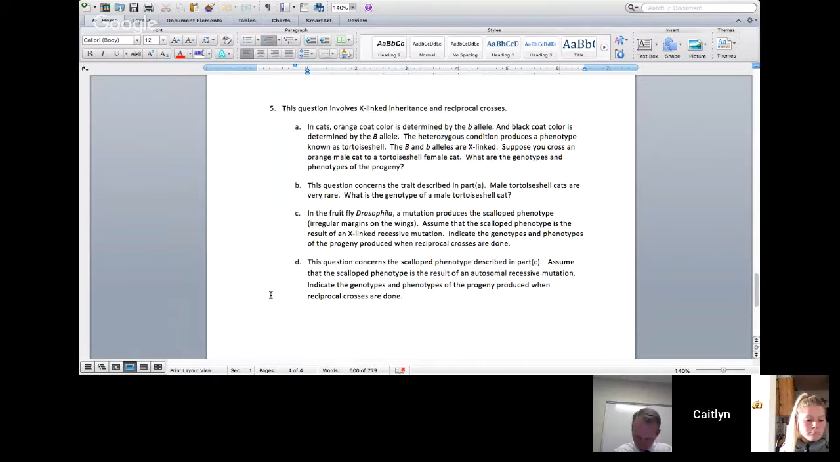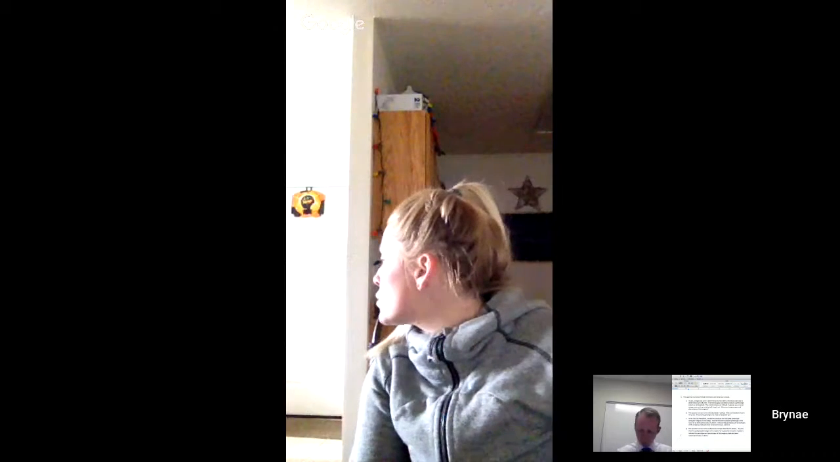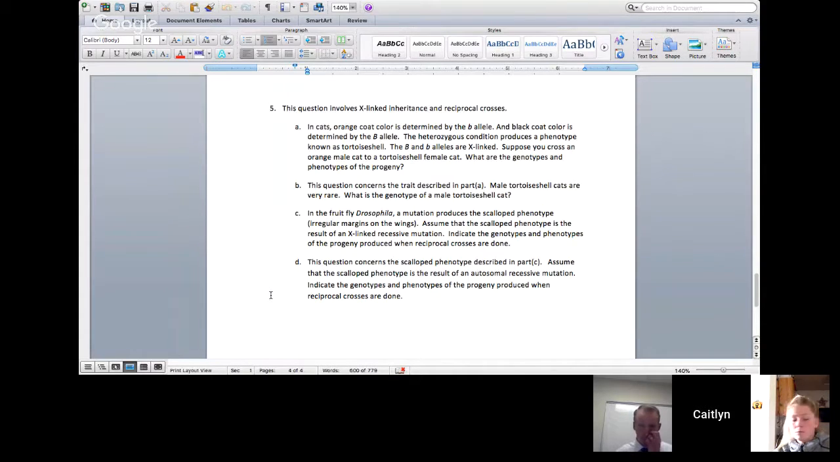And so for part D, we saw the mutation as autosomal. So we did Punnett squares again. We had homozygous recessive times homozygous dominant. And that produced progeny that were all heterozygous. Then the reciprocal cross was heterozygous dominant crossed with a heterozygous recessive, and it was the same result. The progeny were all heterozygous. So when a trait is autosomal, a reciprocal cross will not produce a change in the genotypes and phenotypes of the progeny. And that is all.